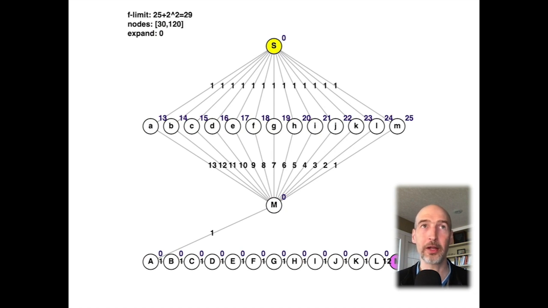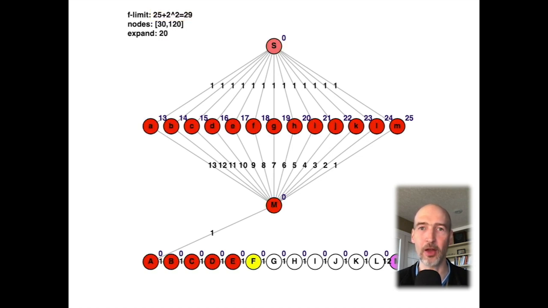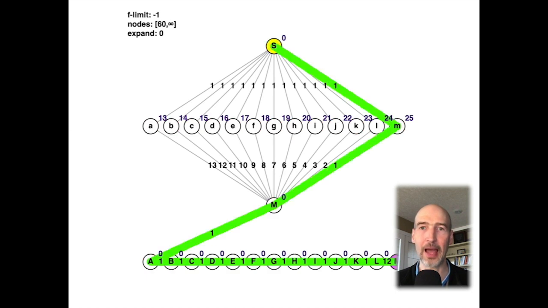Now we're going to do one more iteration. We're going to use a bound of 29. So here we go, we're going to expand with 29. And now what's going to happen is we do all lowercase a to m at the top before we get to capital M in the middle. And now we're going to go down across and actually find the solution.